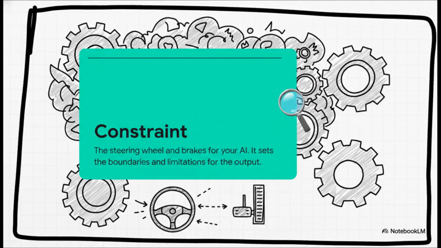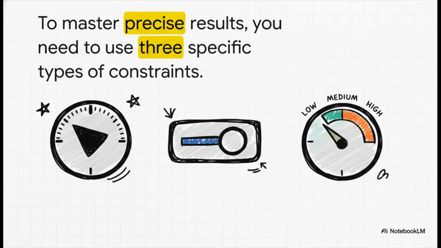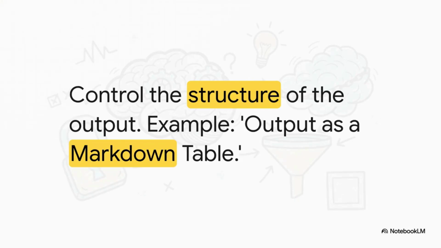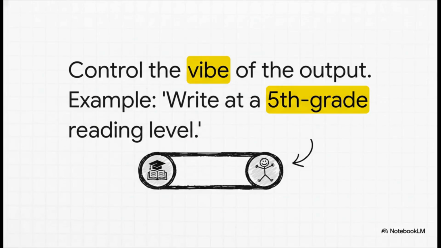That solution is constraint. Think of it as the steering wheel and brakes for your AI. Let's break it down. There are basically 3 control knobs you can use to get precise results. First up, length. You can literally control the volume, from characters to sentences. Second, format. You get to dictate the exact structure, like a table or even JSON code. And third, style. This is how you control the whole vibe, telling it what language to use or avoid.